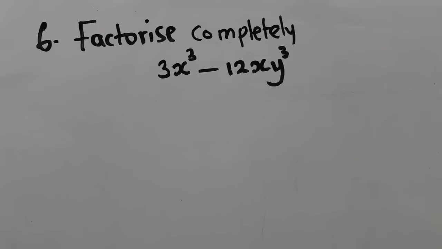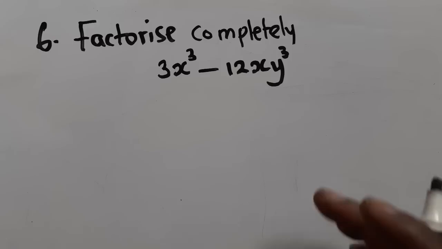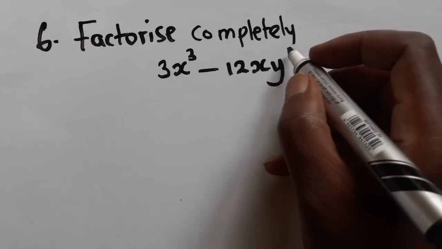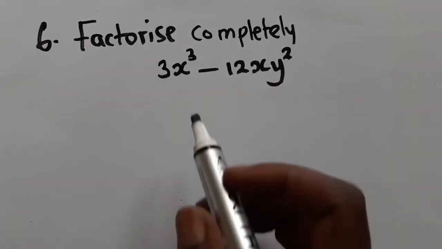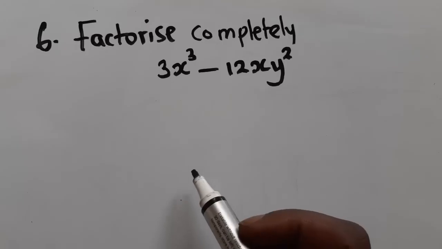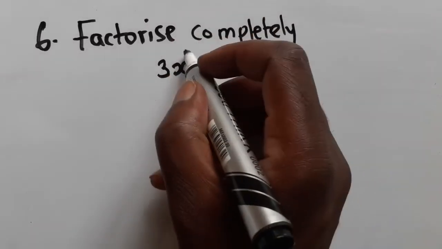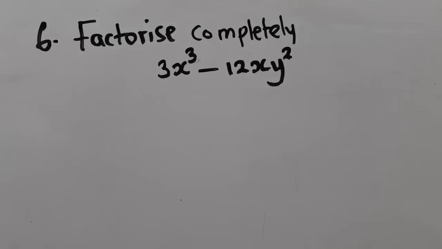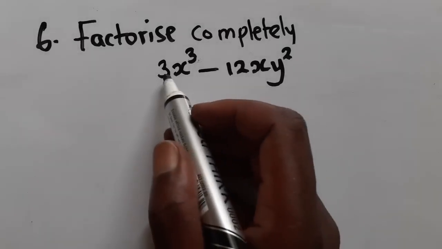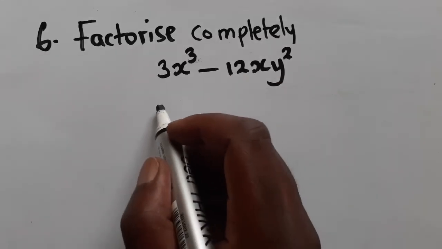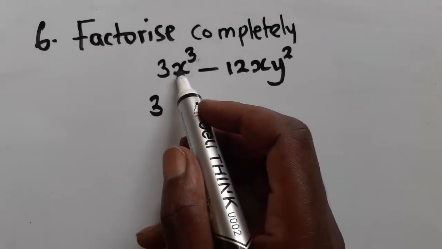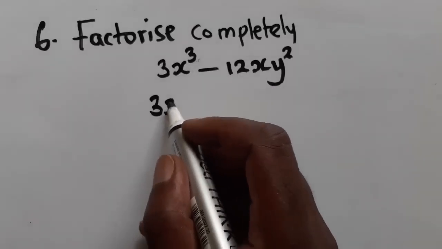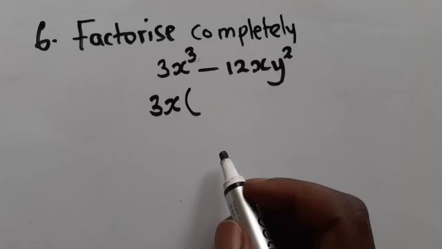Okay, so we have question 6. How do we factorize this question? Sorry, this is supposed to be squared. Okay, how do we factorize this question? This is cubed. Okay, this is cubed. I hope it's clear. So what is common first of all here on 3 and 12? 3 itself can go into 3 and 12. And x is also common. Okay, so this is what we're going to have.